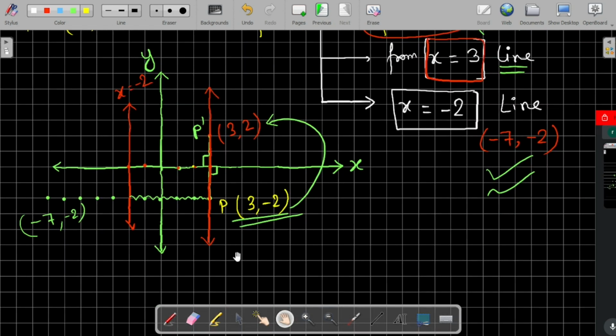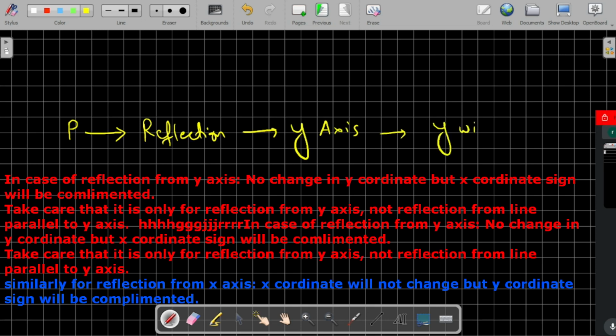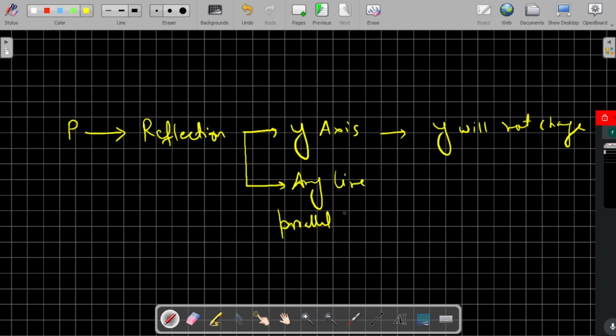Yes, sir. Okay, similarly, let us conclude for a point P, if you take the reflection from the y-axis, what is going to happen? The y coordinate will not change. Take reflection from the y-axis or any line parallel to the y-axis, still its y will not change. The other coordinate will change accordingly.